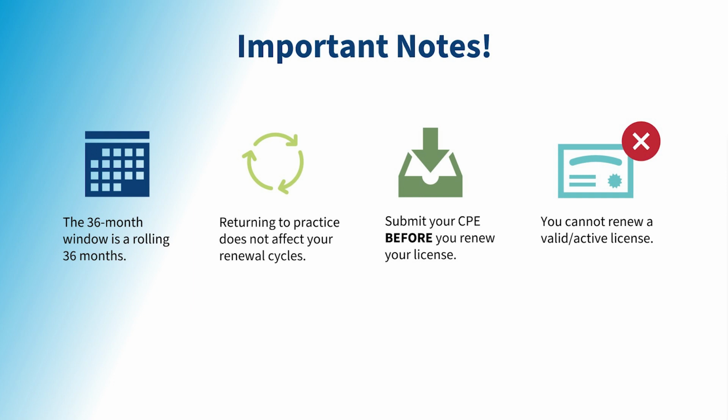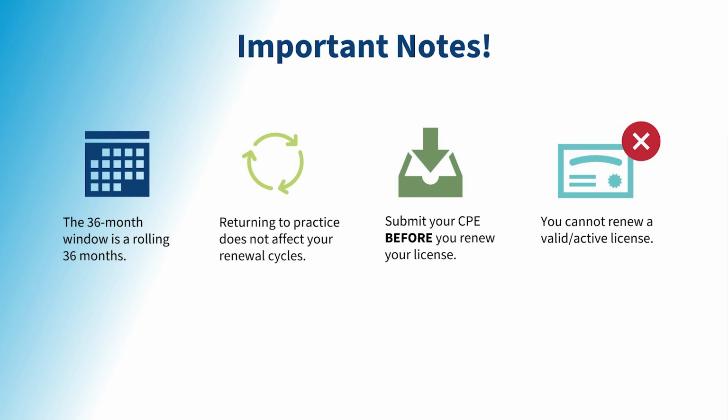This is not the case. For example, if you request to return to practice in May, you can only go back through May 3 years prior. Returning to practice does not change your CPE reporting or renewal cycles. Once you are back to a permit, your expiration date will be based on your current cycle.